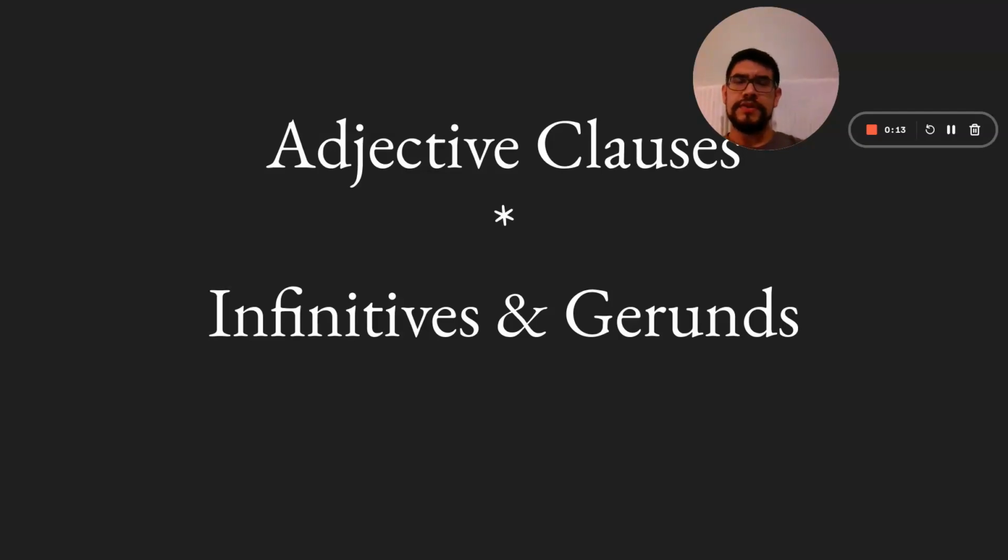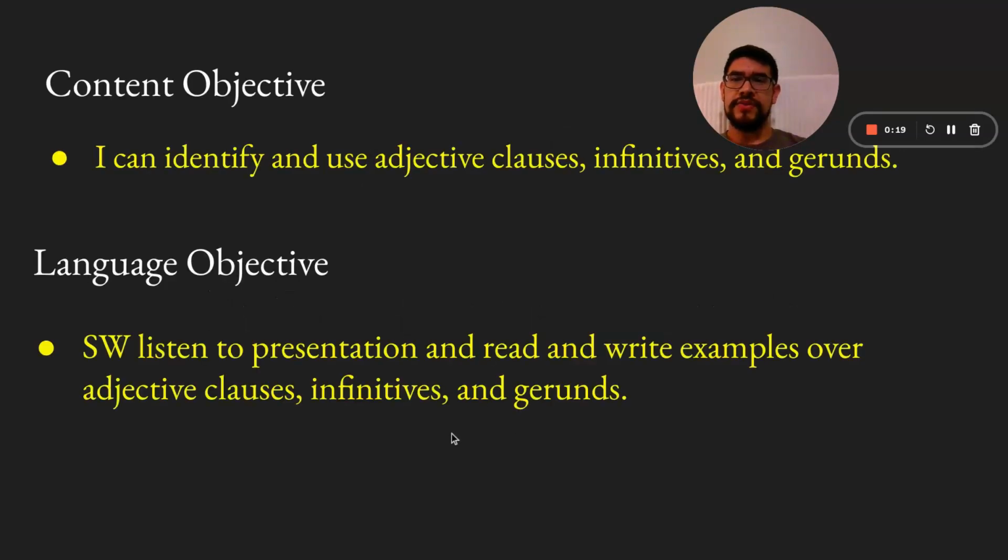Okay, hello class. Today we'll be learning about adjective clauses and infinitives and gerunds. Our content objective: I can identify and use adjective clauses, infinitives, and gerunds. Our language objective: students will listen to a presentation and read and write examples of adjective clauses, infinitives, and gerunds.